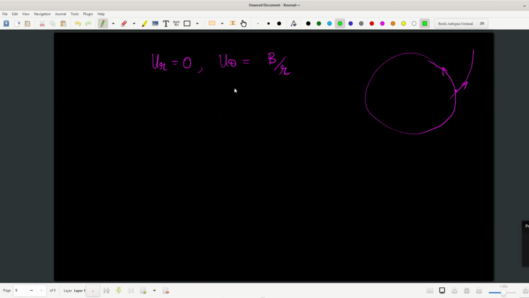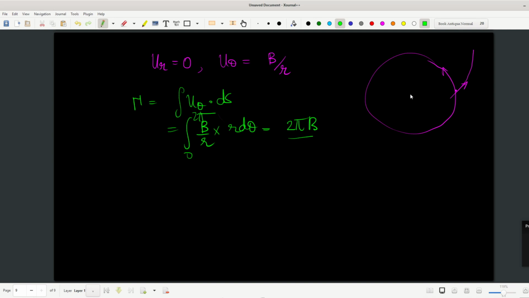So let us quickly find out what the circulation is. Circulation is the integral of u theta into ds. So it is B upon r into r d theta, theta going from 0 to 2 pi. And this becomes what? 2 pi B. So the circulation of this kind of flow is equal to 2 pi B, and it is independent of r.